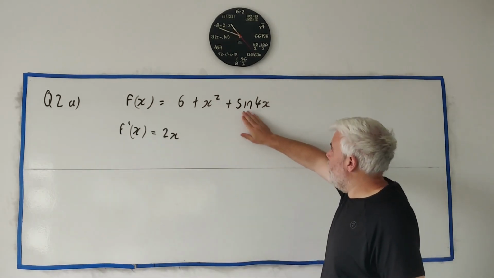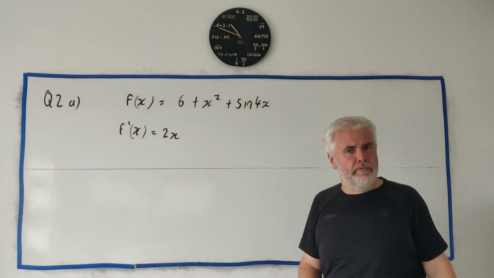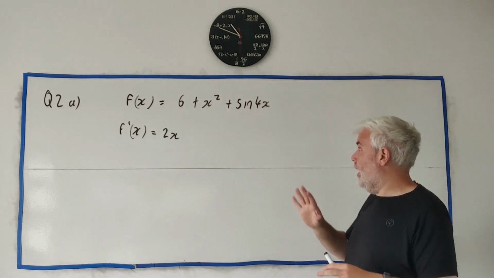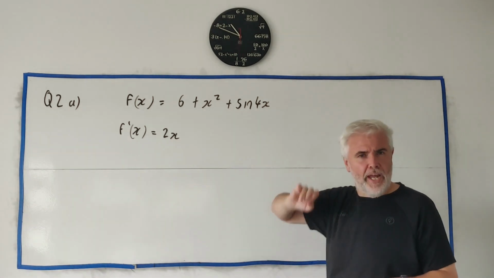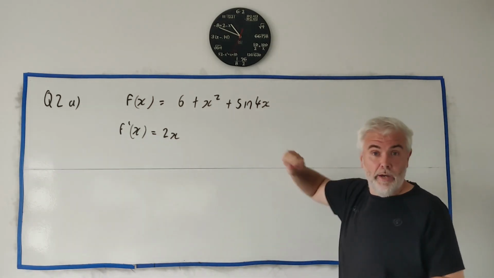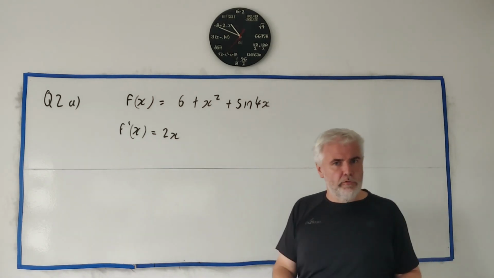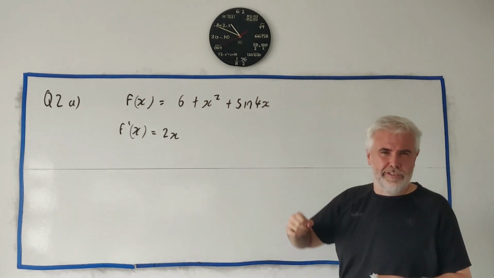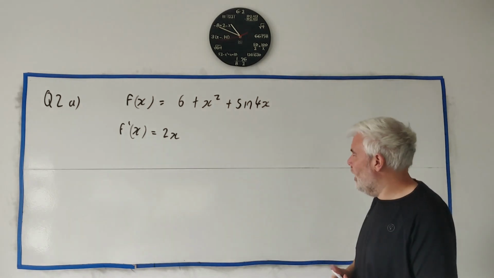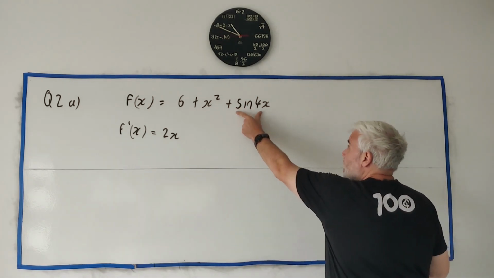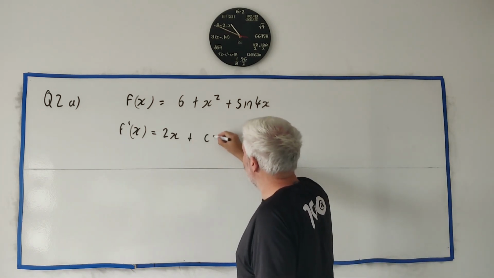Now differentiating sine 4x is a little more difficult. You do have to use the chain rule, but I'm going to assume most students can do that on their own. If you can't, look up differentiation, look up differentiating trigonometric functions, look up the chain rule. You need to get good at these ones so that you can just do it on the fly, as it were. To slow it down a little, the derivative of sine is cosine.